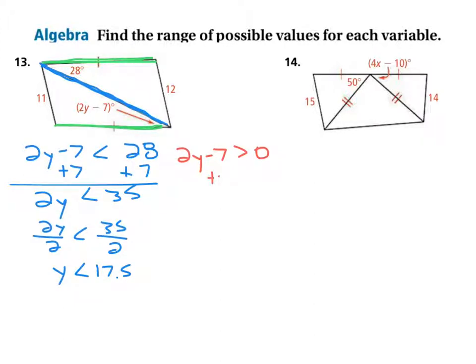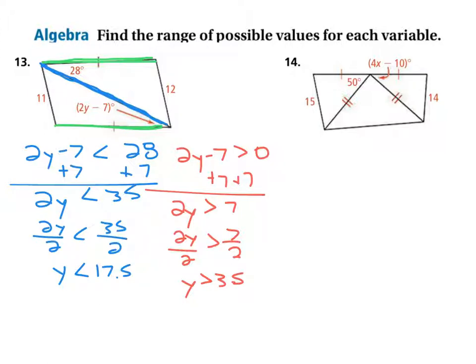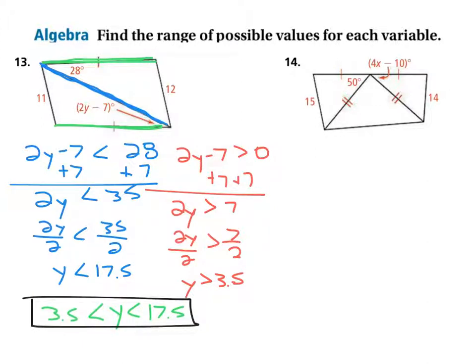And how do we do it? We say plus 7, 2y is greater than 7, dividing both sides by 2. We get y is greater than 3.5. So how do we write that then as an inequality? We would say y is greater than 3.5, and it is less than 17.5. Because remember, angles have to be greater than 0, and that's the idea here. So draw this line to separate these, and let's do the same thing again. Let's check out what we can do here.